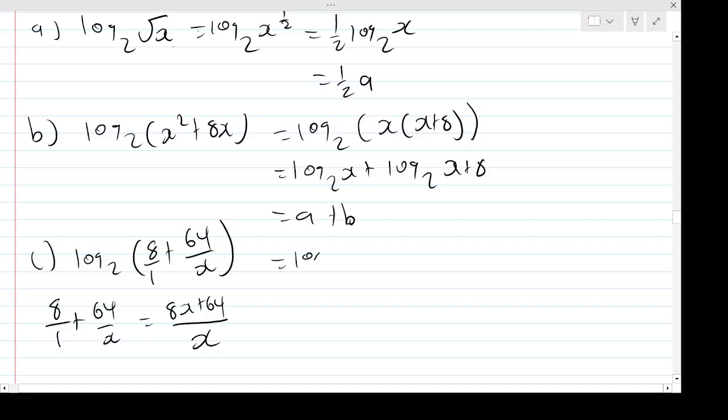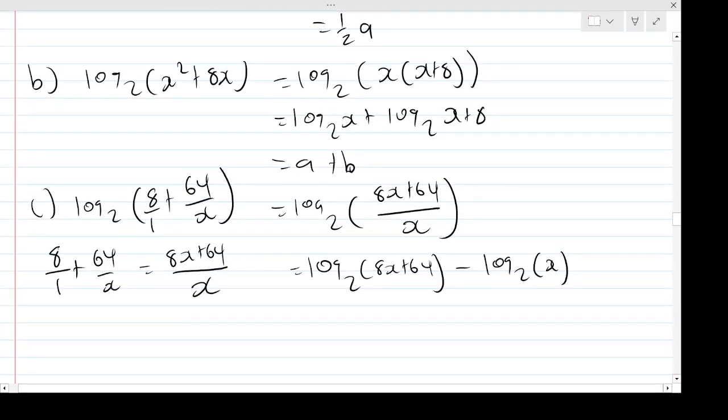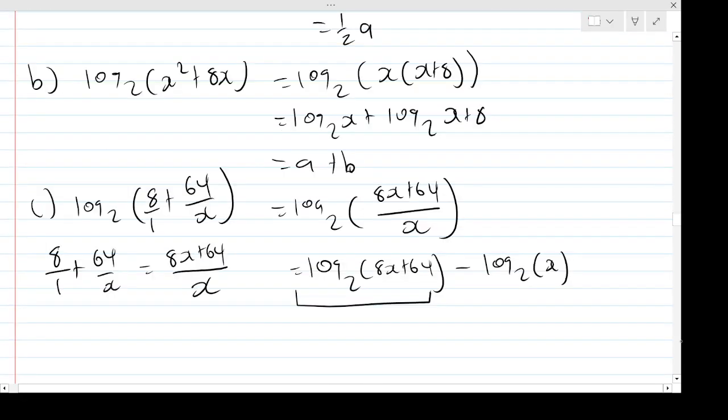So at that point I get log base 2 of 8x add 64 over x. Now I've got an overall fraction in one. So now I can split up the fraction by subtracting. So log base 2 of 8x add 64, take away log base 2 of x. Okay, so here again, remember I'm going to need to simplify this, because I either need log of x or x plus 8. I've got neither here. I've got 8x add 64.